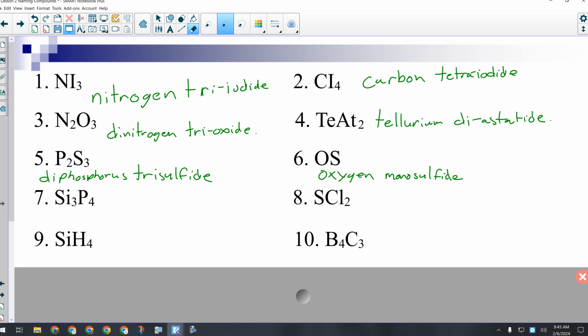Okay, and then for number 7, I've got 3 silicons, so that would be trisilicon. Okay, and then tetraphosphorus. Okay, and then for number 8, I've only got 1 sulfur, so I don't need a prefix there. Sulfur, and then I've got 2 chlorines, so dichloride.